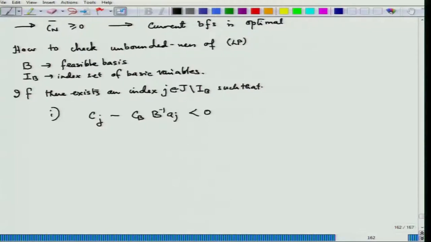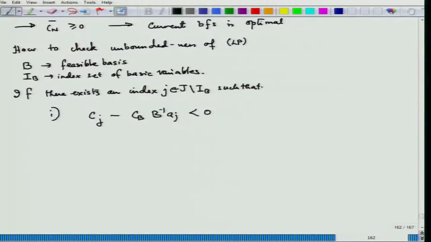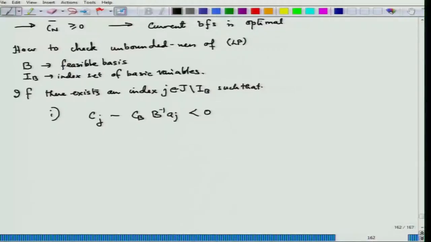So, the current BFS cannot be optimal. C_N bar greater than or equal to 0 implies the current BFS is optimal, right. If the current BFS is not optimal, you will always get this. This is very, very important: there would be some j for which this would occur if the current BFS is not optimal, because the other condition implies the current BFS is optimal.